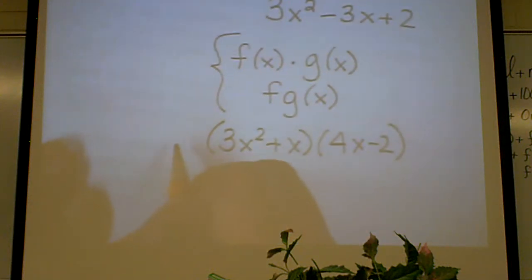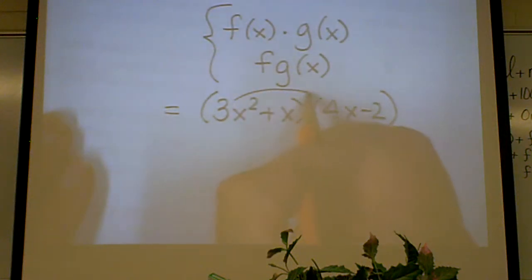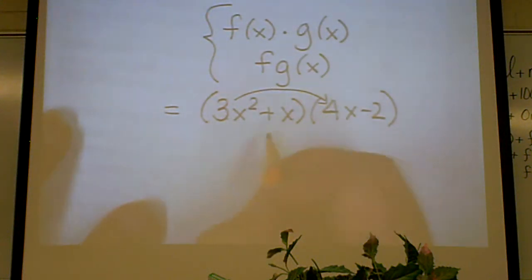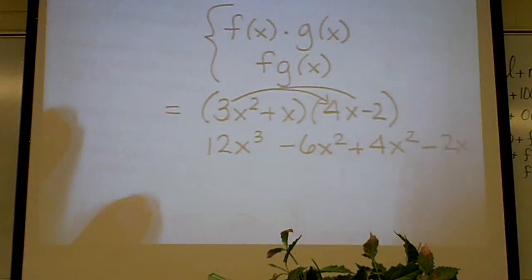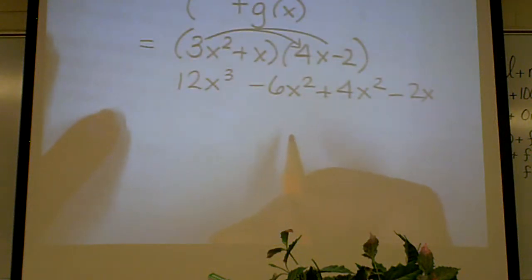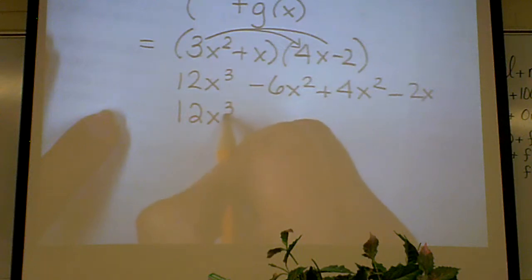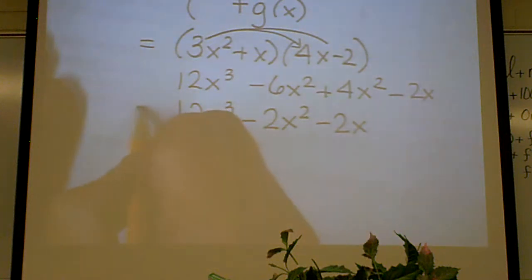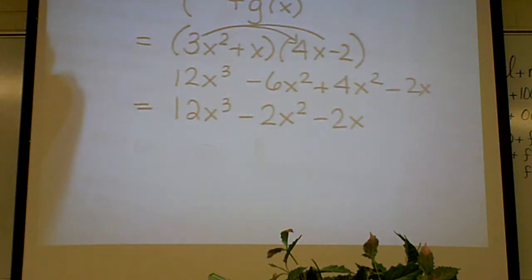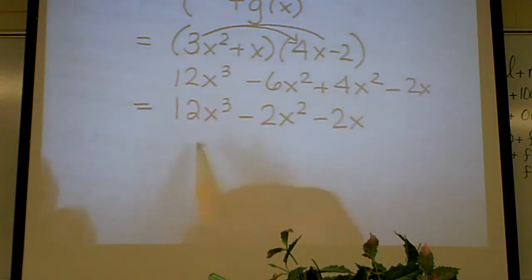What would you do now? Would you leave it like this? No, you always simplify. So what would you do? You're going to FOIL. 3x squared times 4x is 12x cubed minus 6x squared plus 4x squared minus 2x. And then what? Did I do it right? No, don't FOIL, don't factor. Don't pull out an x, leave it like this.